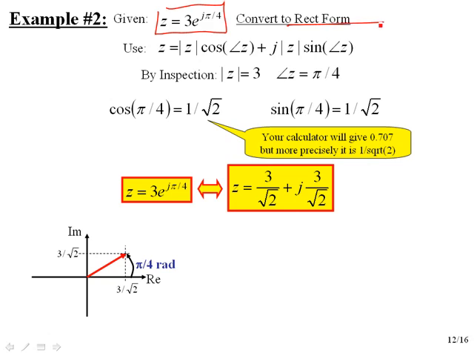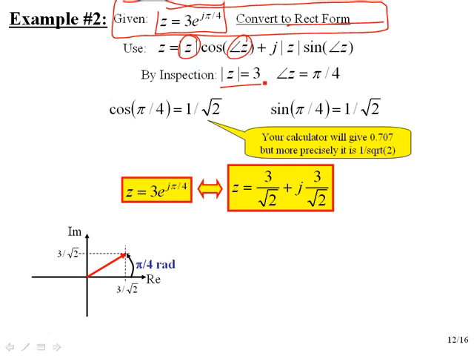Given something in polar form, convert to rectangular form. So here's the problem statement. Everything else is something you need to do. We're going to use Euler's formula, which is really the conversion from polar to rectangular. We need to know the magnitude and the angle of z.